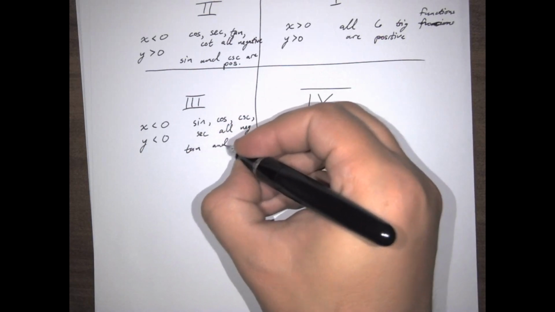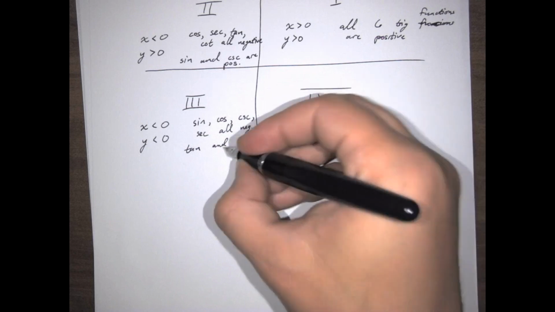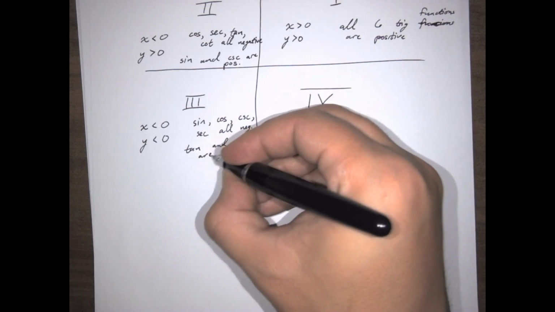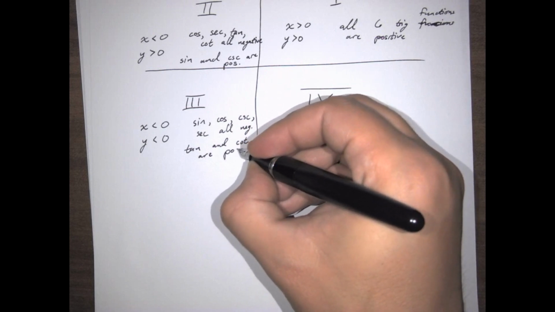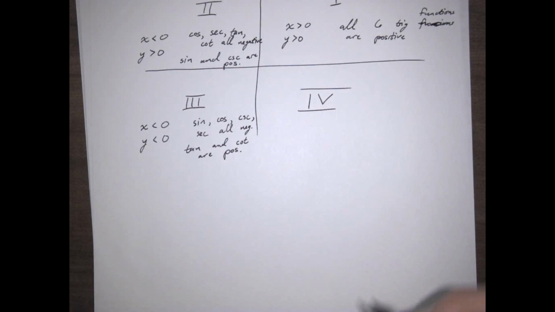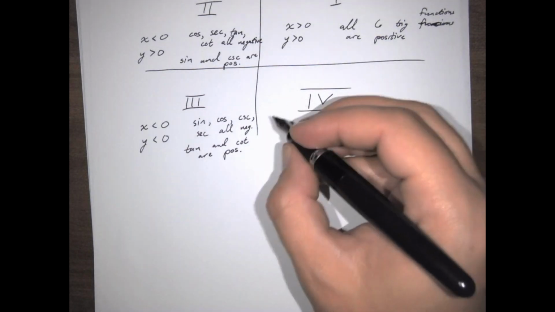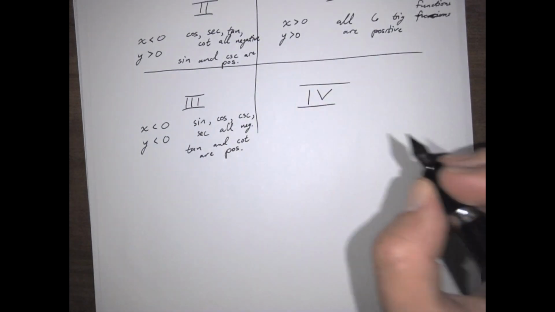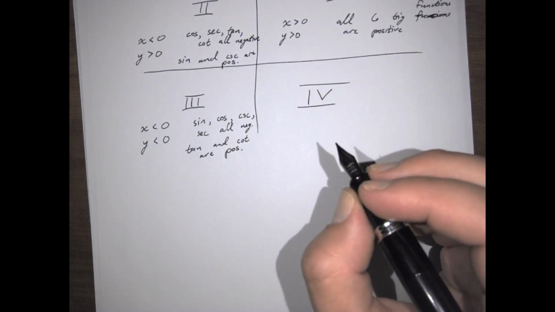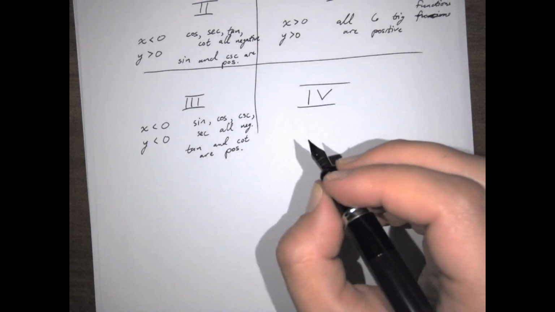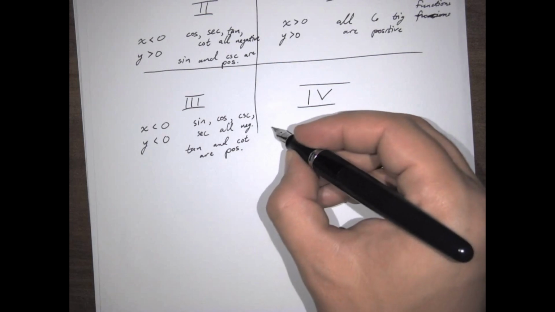Tan and cotangent are positive. And again, it all just comes down to the combinations of the x and the y. So I would not go around memorizing the specific list of which ones are positive or negative in each quadrant. I would always just try to think of it in terms of the x and the y.